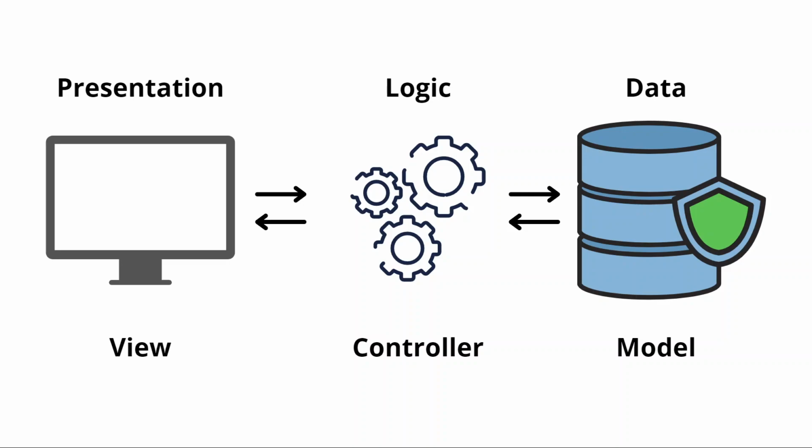Typically, any modern web application contains three layers. As you can see here, a presentation layer, a logic layer, and then the data layer.